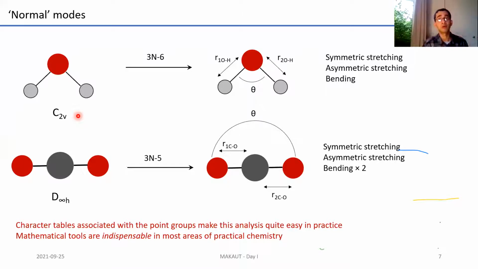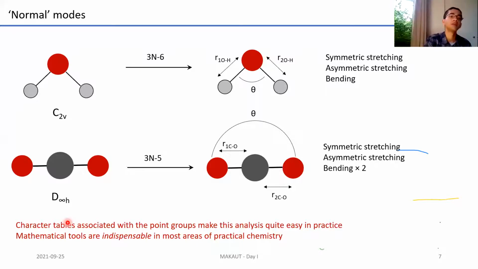And the mathematical way of representing these symmetry properties is associated with something known as character tables. Again, spectroscopists use it routinely. And if you know this, then it's very easy to predict the vibrational properties of molecules.